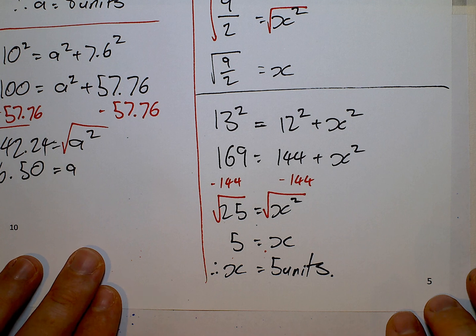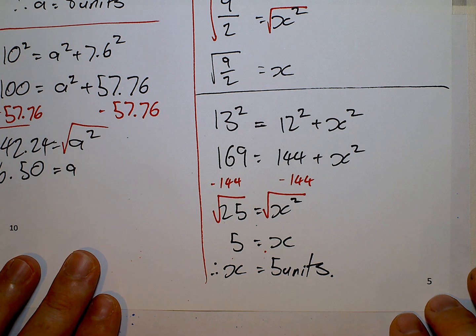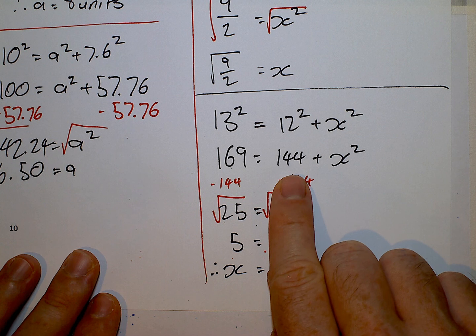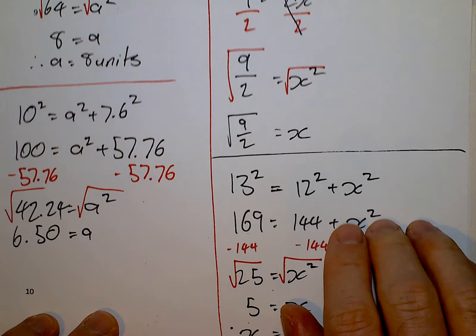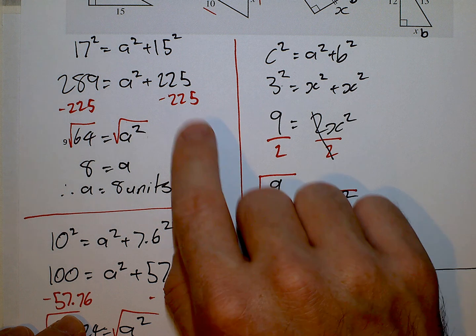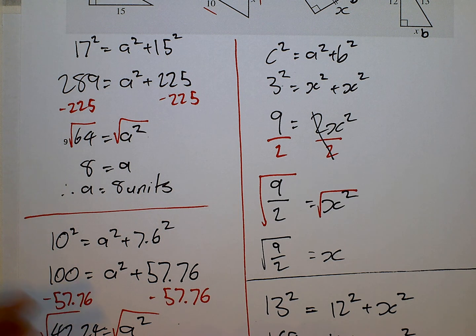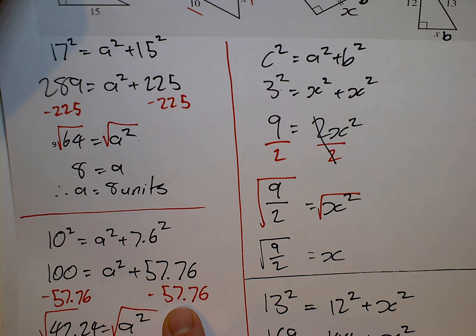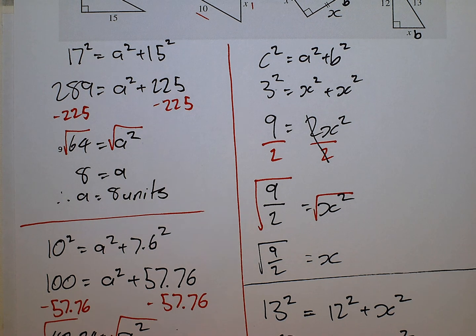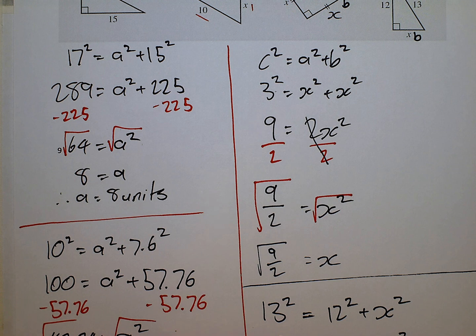Okay, and this is how we're going to find shorter sides. We're just using Pythagoras' theorem like we did yesterday, but we have to minus that number from both sides, or like the number that we know. Okay, so in this case it's 144. In this case we have to divide it by 2 and just leave it in the exact form. Here we did minus 225, and here we had to minus 57.76. Okay, so it's not that much different from yesterday. It's just you're adding one extra step.